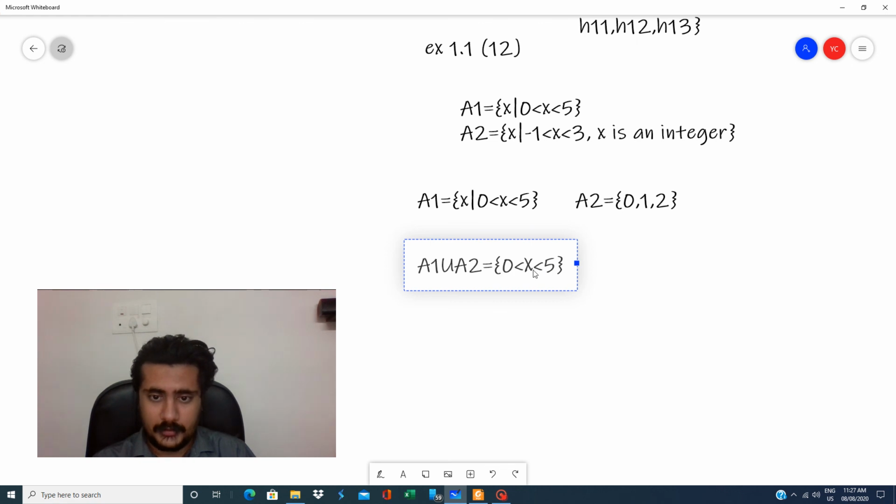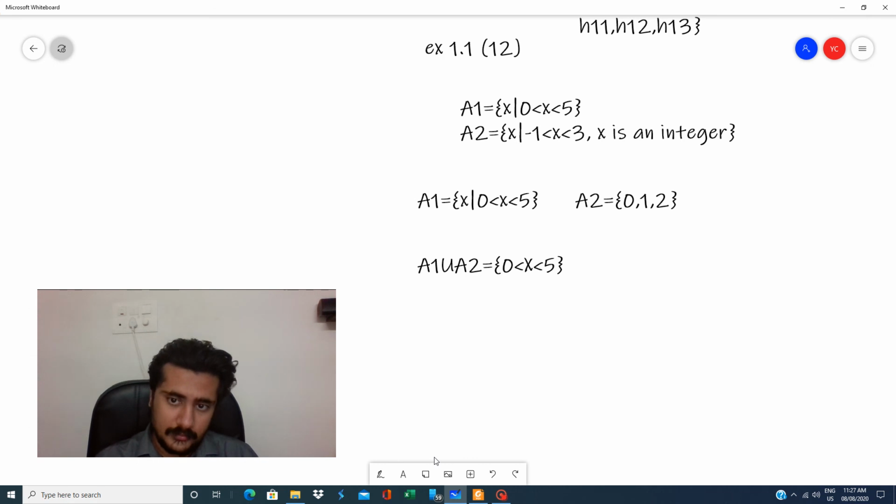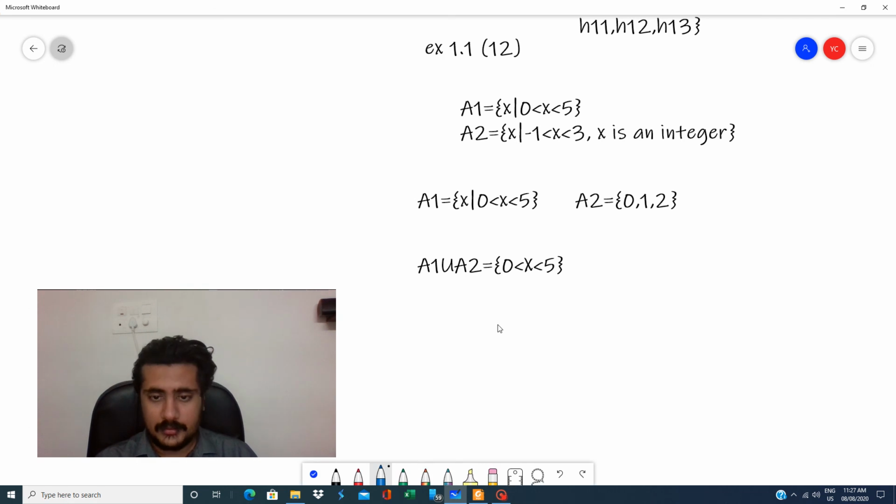Okay. Now, what is the main thing? 0 is in A1. Yes or no? Yes. 0 is in A2. Yes. So in union, there would be, in A1 0 is not there. You can see in A1 0 is not there. So we will not include 0 for that part. But in A2 0 is there.